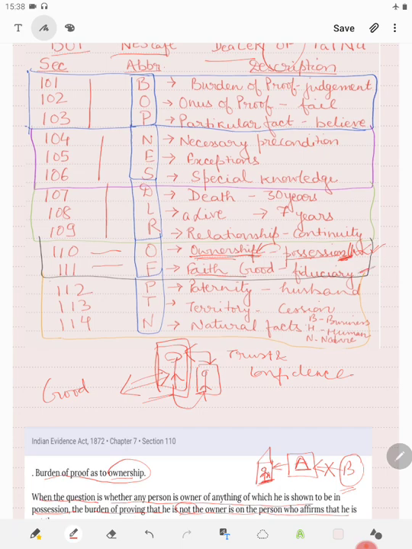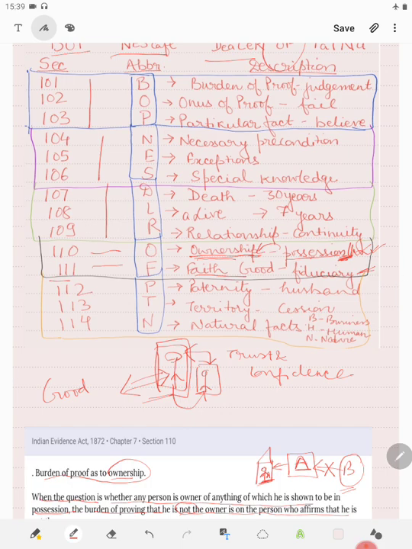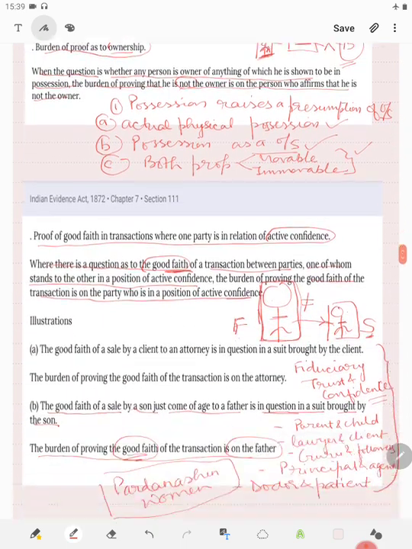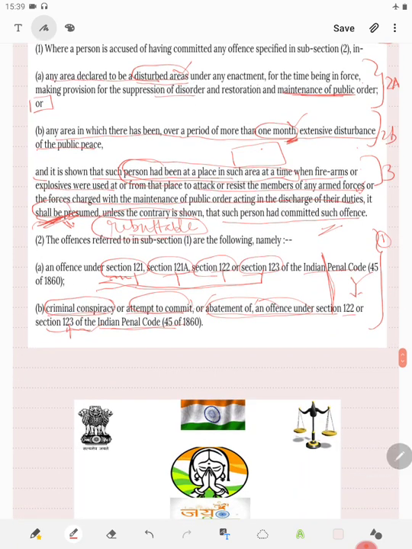Then Section 111 says that where there has been a transaction and the persons are in a fiduciary relationship, that is, a relationship of trust and confidence, the person in the superior position has the burden of proving that there was good faith. And Section 111A says that if there is an offense under Sections 121, 122, 123 of the IPC in a particular disturbed area, or where disturbance has lasted more than one month, and arms have been used to resist or attack the forces discharging their duty to maintain peace in that area, and it is shown that at that time that particular person was in that area, then it shall be presumed by the court that he has committed such offense. However, although it is 'shall', it is rebuttable in nature.